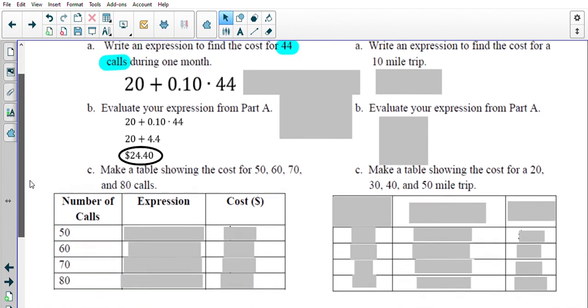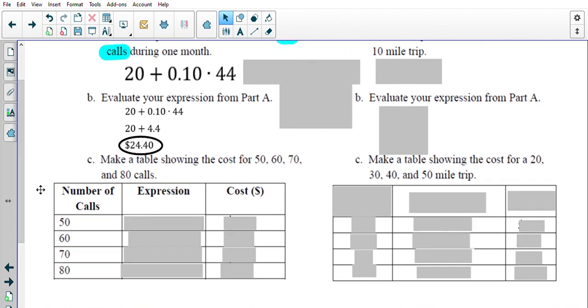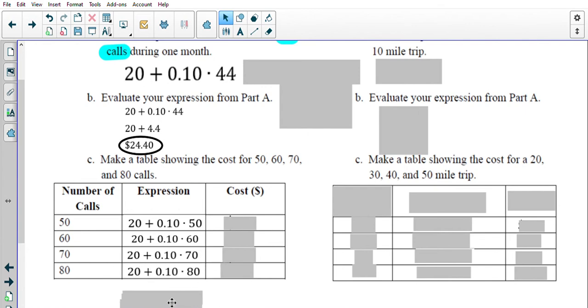So we've got the table set up. We've got to find those costs. For 50 calls, that's going to be 20 plus 0.10 times 50. For 60, it's going to be 20 plus 0.10 times 60. 70, it's going to be 20 plus 0.10 times 70. And finally, 80, that's going to be 20 plus 0.10 times 80.